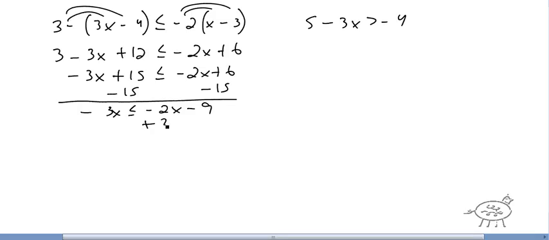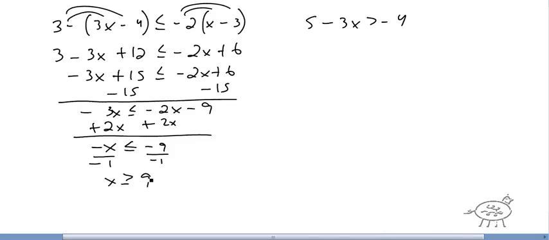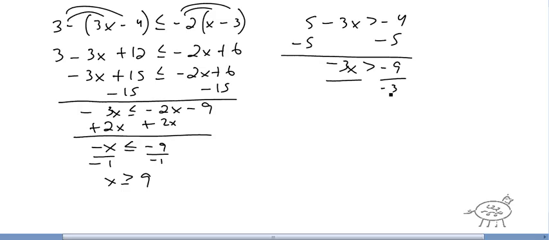And then add 2x to both sides. So you get negative x is less than or equal to negative 9. Divide by negative 1, x is greater than or equal to 9. So I flip the inequality sign because I divided by a negative. Okay, and this one's a little bit easier, no parentheses. Subtract 5 from both sides, so you get negative 3x is greater than negative 9. Divide by negative 3, x is less than 3.